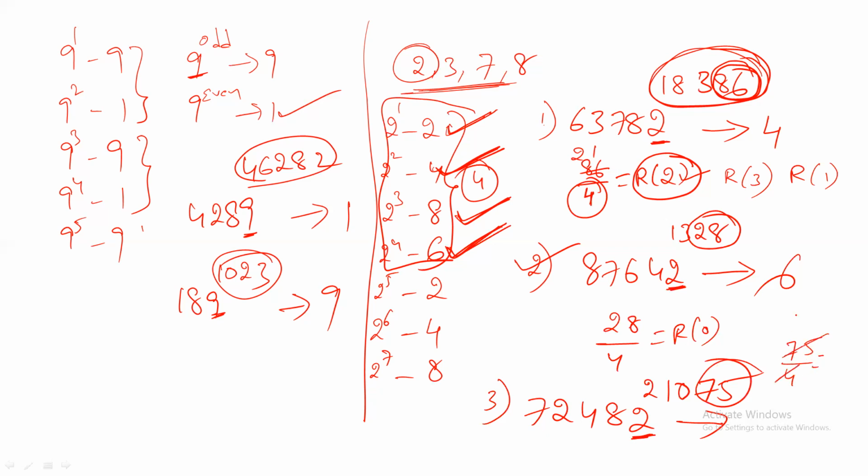Here 4 ones are 4, and the remainder is 3. 4 eights are 32, so the remainder is 3. Here the remainder is 3, which means the third number in the cycle. What is the third number in the cycle? 8. So the answer is 8. That's it, and I hope you all are clear.